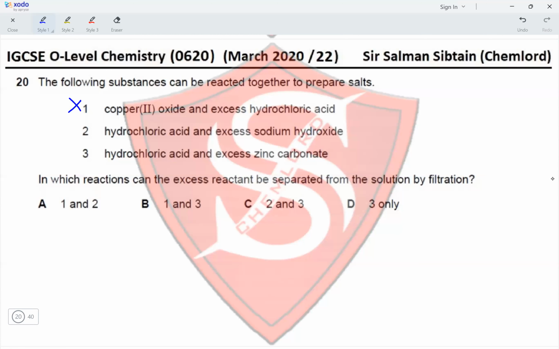2, hydrochloric acid and excess sodium hydroxide. Both of these are soluble compounds. So when they react, they will form a salt, NaCl, which is soluble along with water. So since everything is soluble, nothing would be able to be separated by filtration. And the last one, hydrochloric acid and excess zinc carbonate. Now, zinc carbonate is an insoluble carbonate and it is in excess. So after all the hydrochloric acid has reacted with zinc carbonate, some of the zinc carbonate would remain as precipitate and will be able to be separated from the solution by filtration. So since 3 is the only correct answer, option D is the correct option for this question.